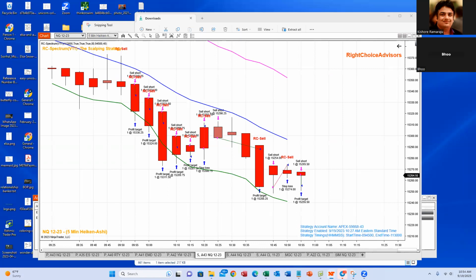So on this 5 minute, for example, if you have enabled it at our regular times, it already made 1, 2, 3, 4, 5, 6, 7 profit targets for the day, and there are 2 stop losses. I'm expecting it may go further down. 15260 is done, 15250 is done. Then 15200 is the next level.